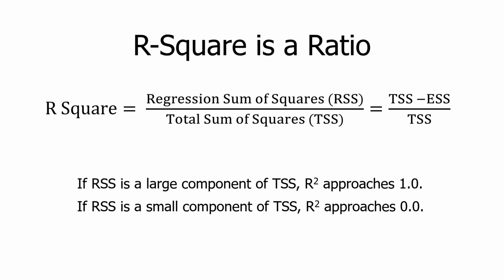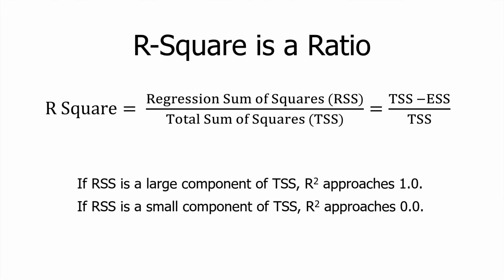If regression sum of squares is a large component of total sum of squares, that is, if many of the cases are falling very close to the prediction line, and we're explaining a lot of the distance between the overall mean of y and individual observations of y, then R-square approaches 1.0. If regression sum of squares is a smaller component of total sum of squares, then R-square approaches 0. So if we were just as well off guessing the mean as using the independent variable as a predictive tool, then R-square will be quite weak. But it always ranges between 0 and 1.